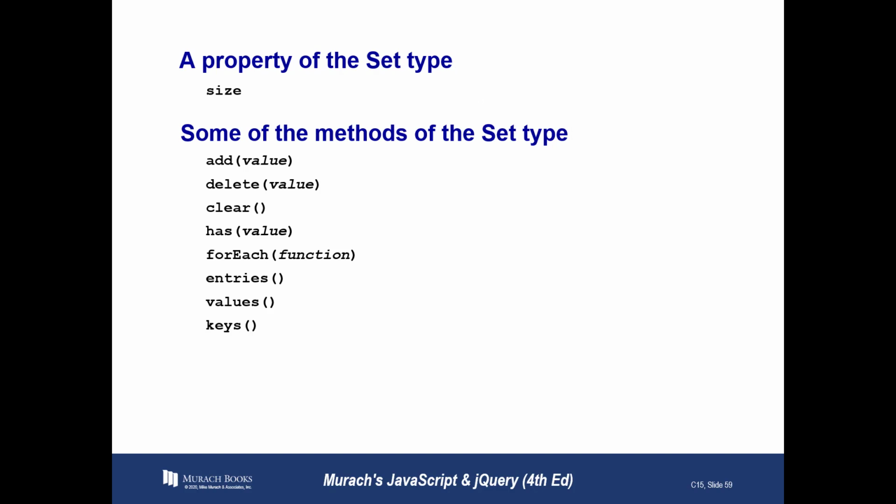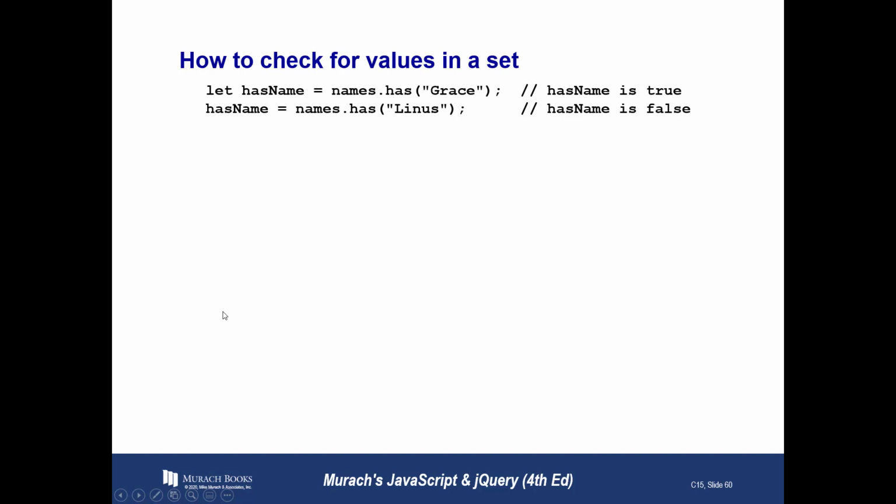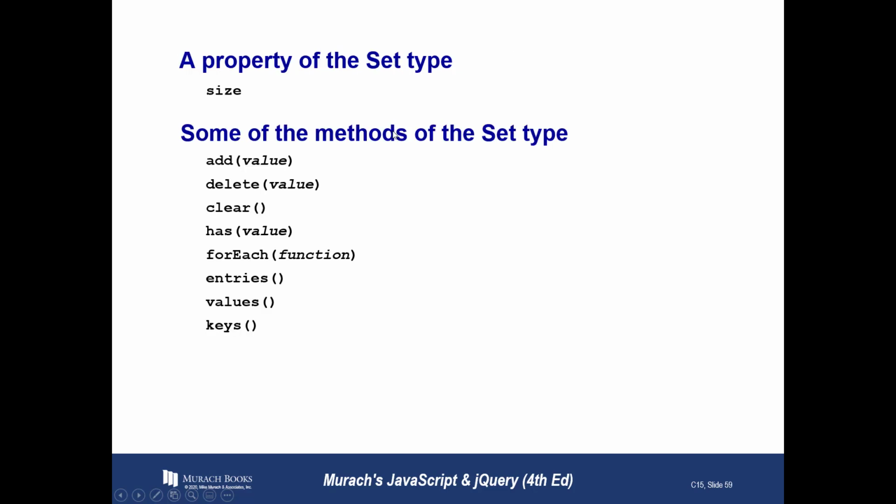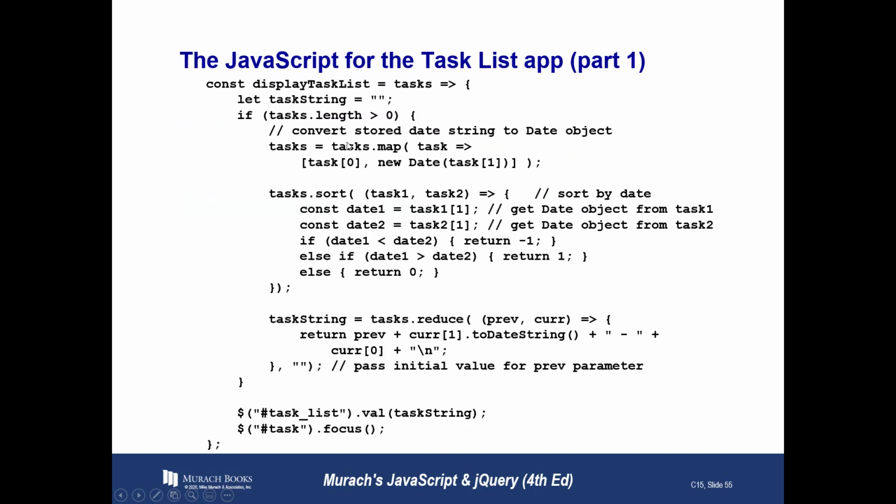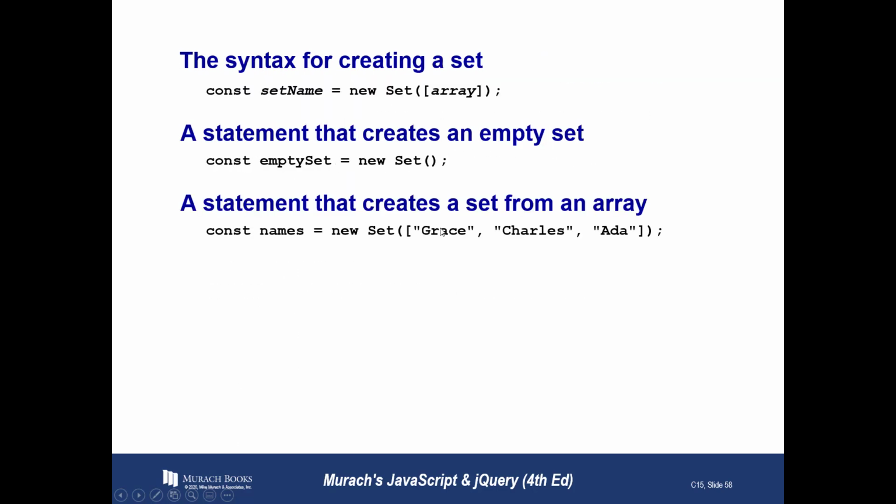So why would you want to use this? Well, as it says, some of the stuff that's available in set is not available in a straight array, such as values and keys. All right. So if you want to check to see if a value is in a set, notice that there's a has. All right. So here you're saying, is Grace in there? And is Linus in there? Well, Grace is in there, but there's no Linus.